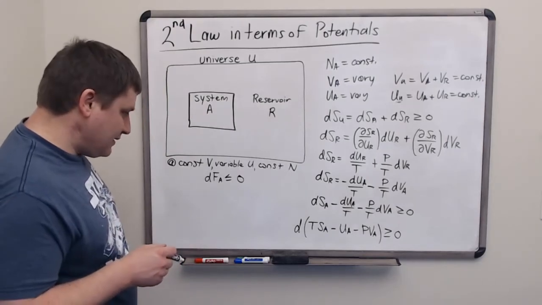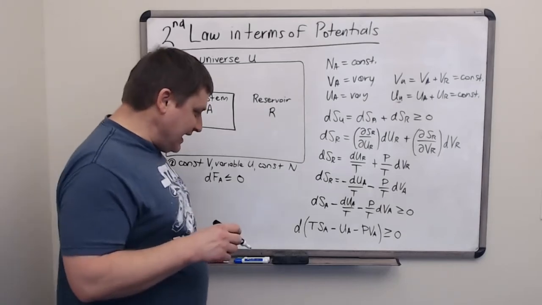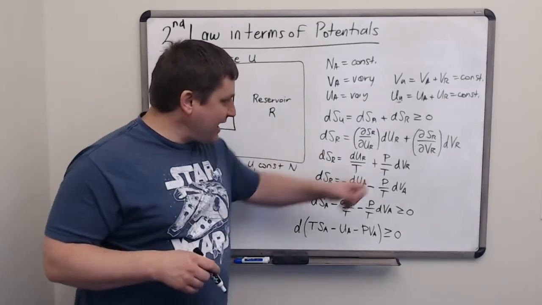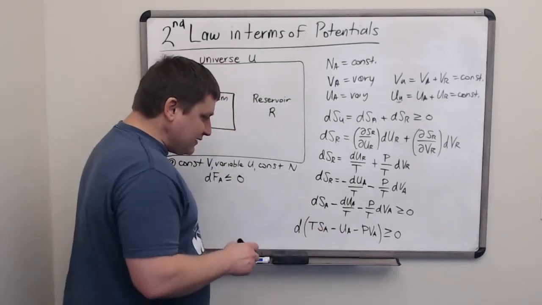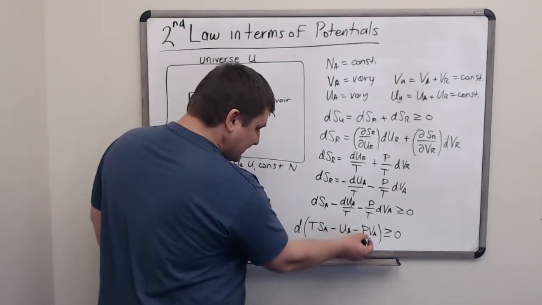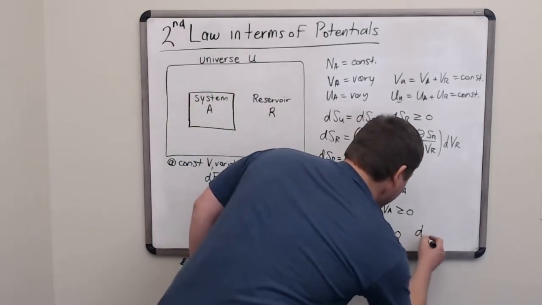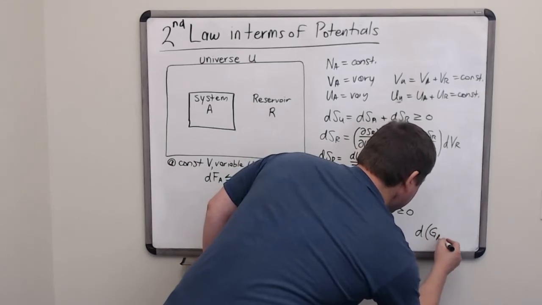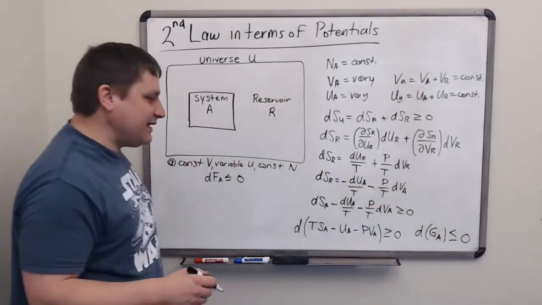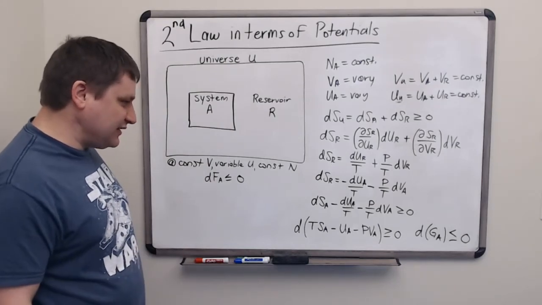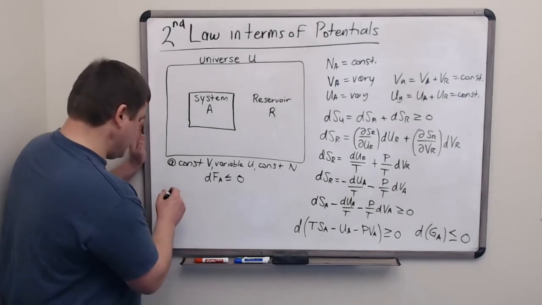Okay. The reason I know that that had to change sign and that I made an error back there is because the term in parentheses here is equal to the opposite of U plus PV minus TS, which is the Gibbs free energy. So I'll take care of that minus sign at the expense of changing the direction of the inequality, and I get the following result.